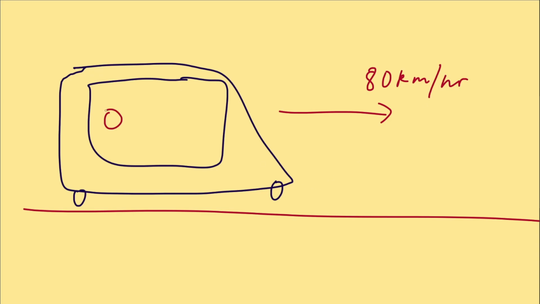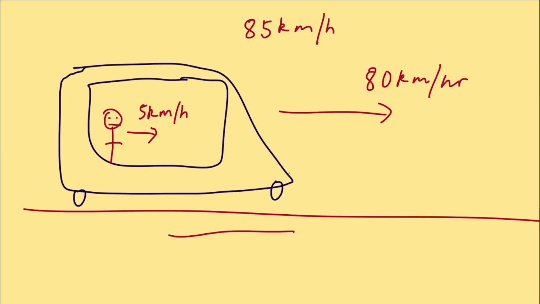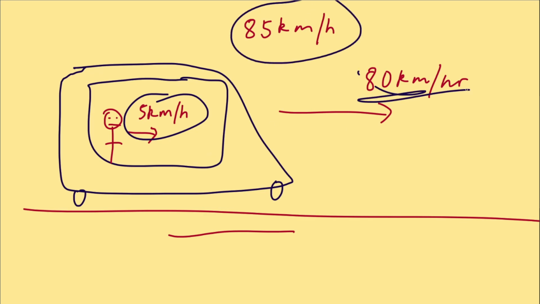If somebody on the train, so a human on the train, walks forward toward the front of the train at 5 kilometers an hour, relative to the train, he's moving at 5 kilometers an hour. But relative to the ground, he's moving at 85 kilometers an hour. Because the train speed is also taken into account. I'll say that again. Relative to the train, he's walking at 5 kilometers an hour. But relative to the ground, he's moving at 85 kilometers an hour. He's moving with the train.